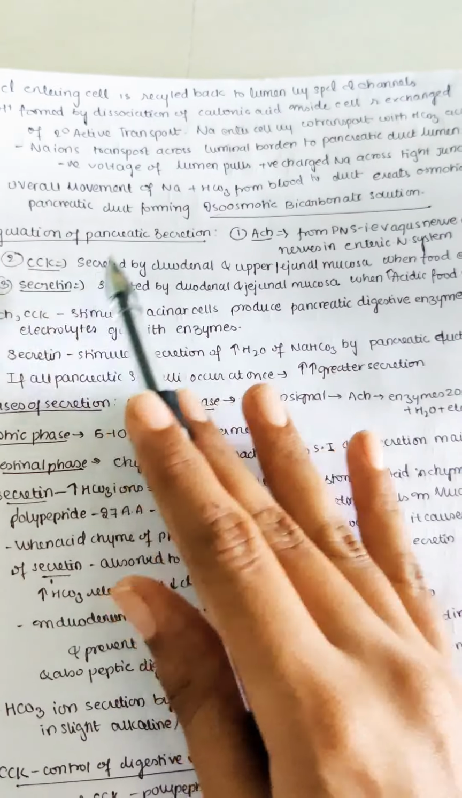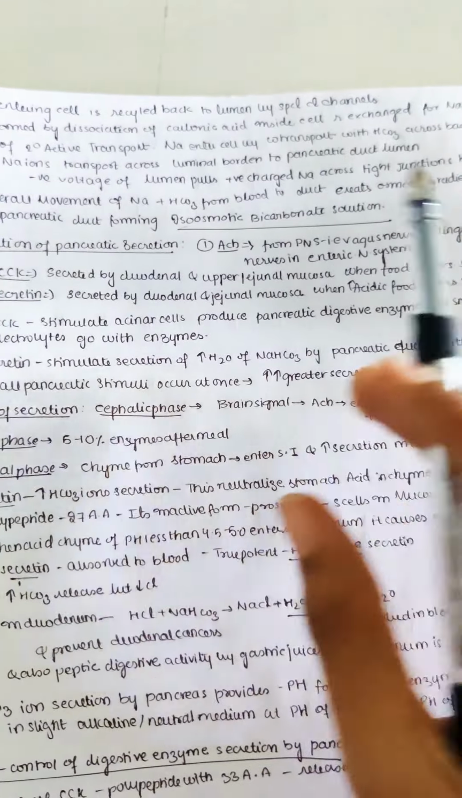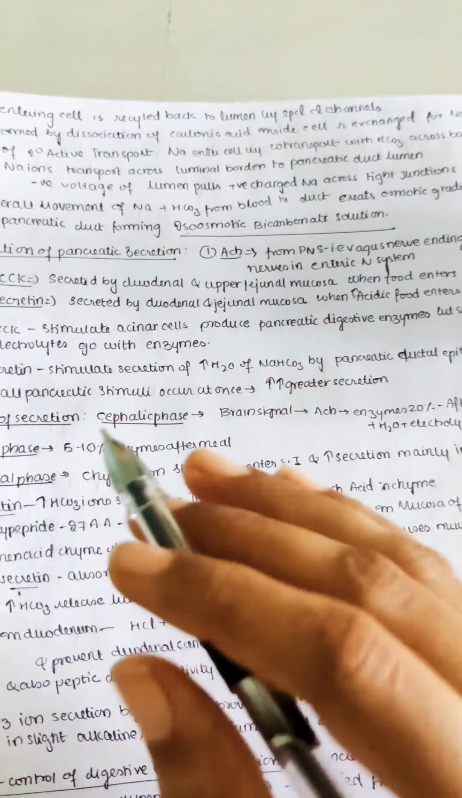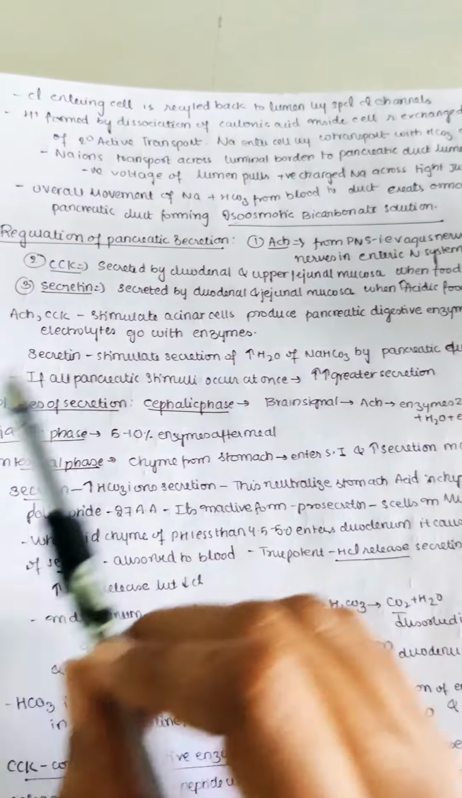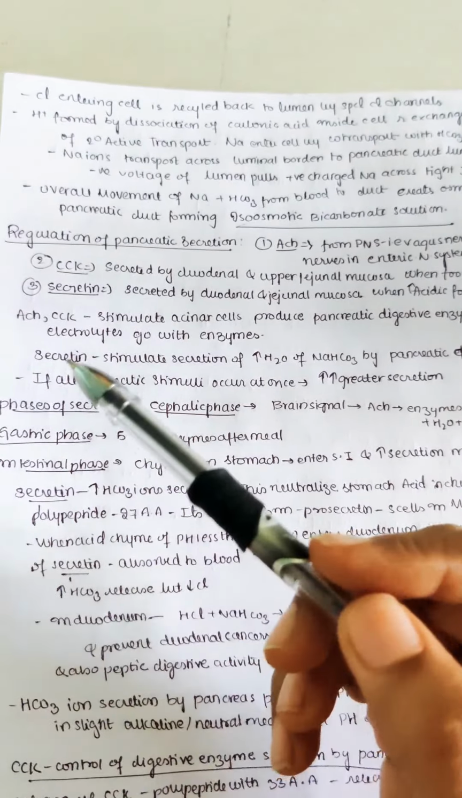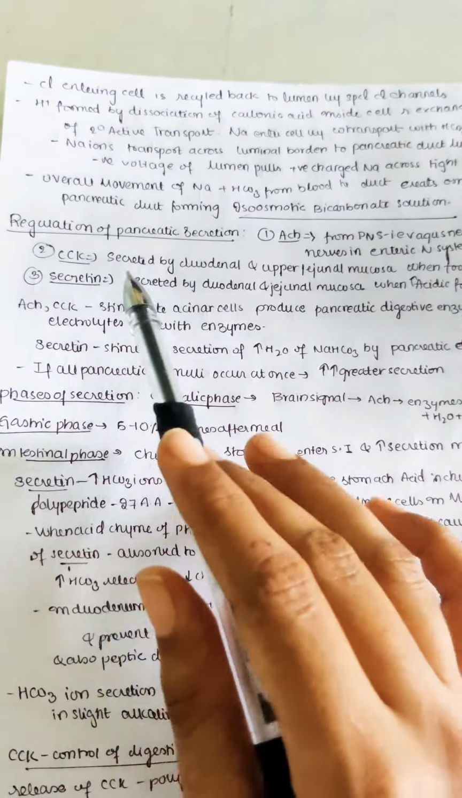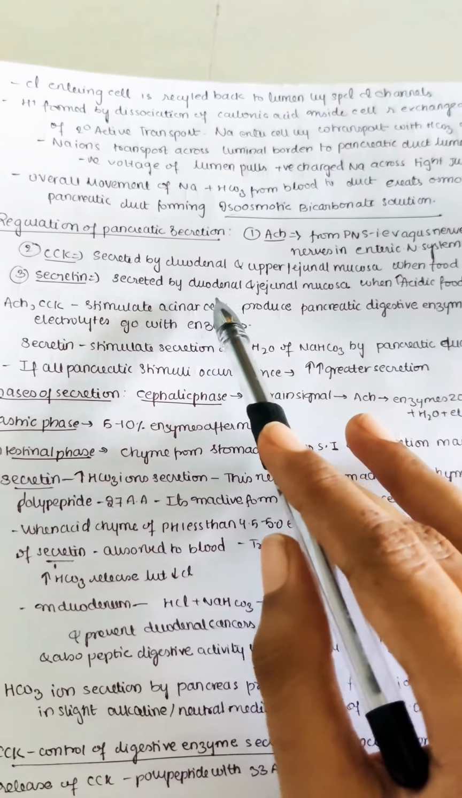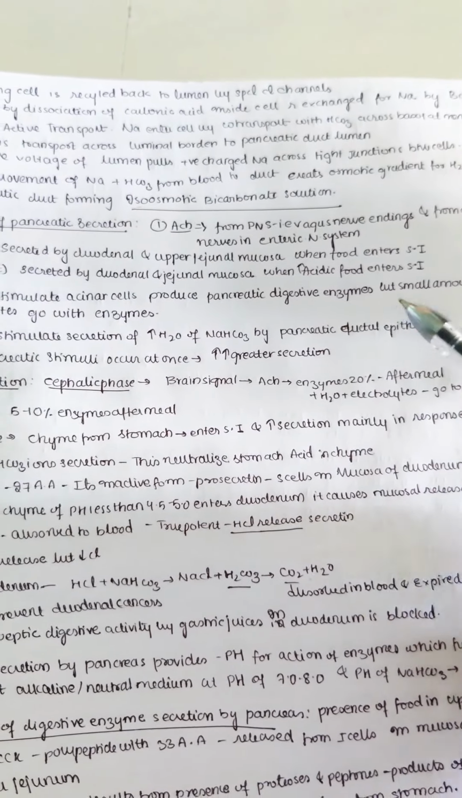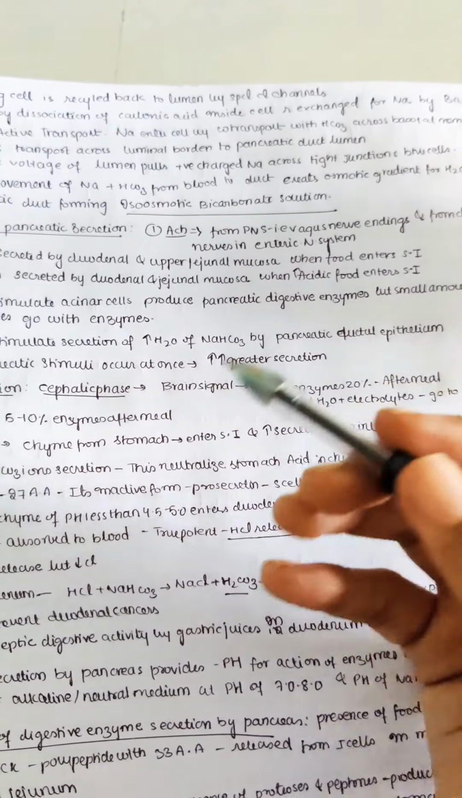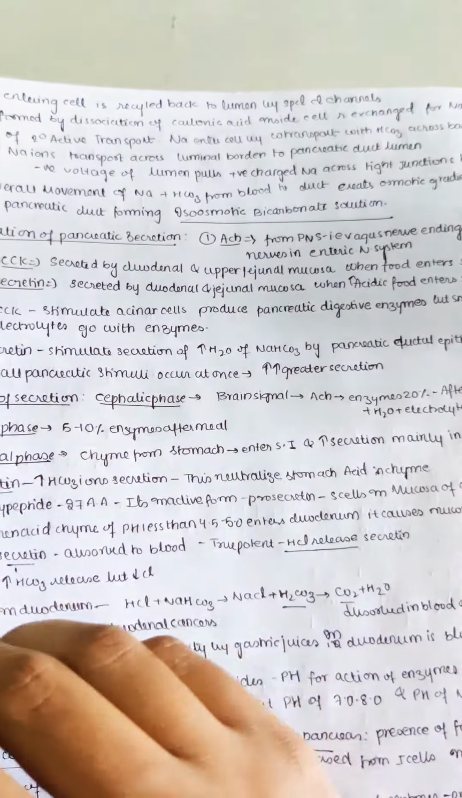Cholecystokinin is secreted mainly by the duodenal and upper jejunal mucosa when food enters. Of course, only when food enters the small intestine are all these processes triggered. Without food, all these are not triggered. Next, coming to secretin. Secretin is an important difference between gastric secretion and pancreatic secretion that we need to observe. Secretin is mainly secreted by the duodenal and jejunal mucosa whenever there is acidic chyme entering the upper small intestine, especially the duodenum and jejunum.